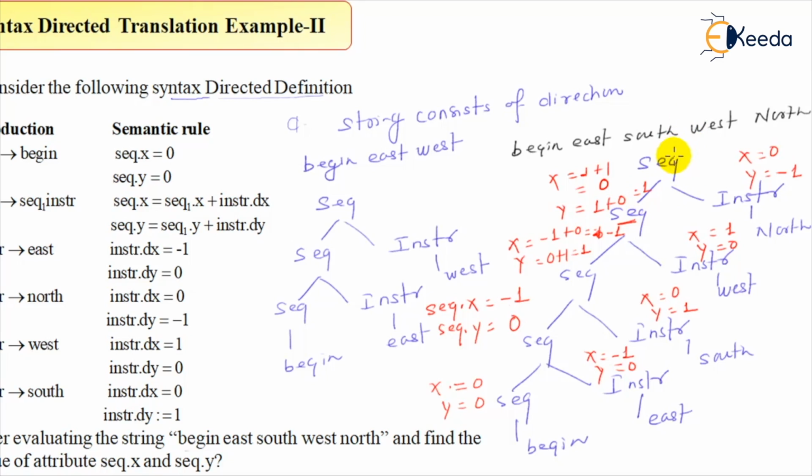Now finally, the final value I'll write over here: x is equal to 0 plus 0, and the final value is 0. And for y, 1 and minus 1, y is equal to 1 minus 1, which is also 0. The final x coordinate value and y coordinate value are sequence dot x equal to 0, and sequence dot y also equal to 0. So this string that I have written here will finally be translated to the value 0 and 0.